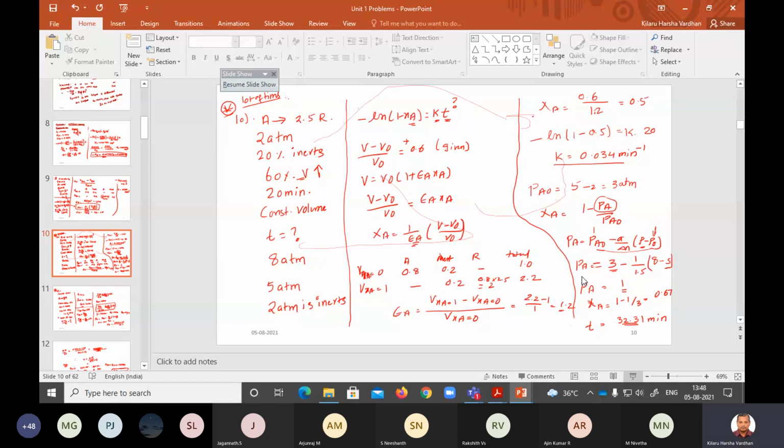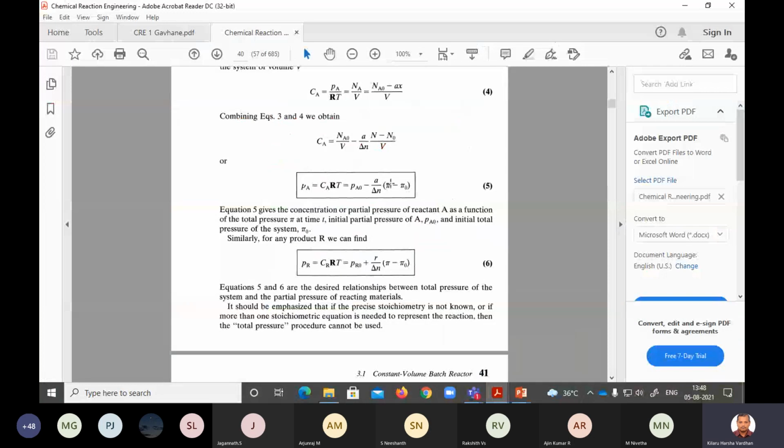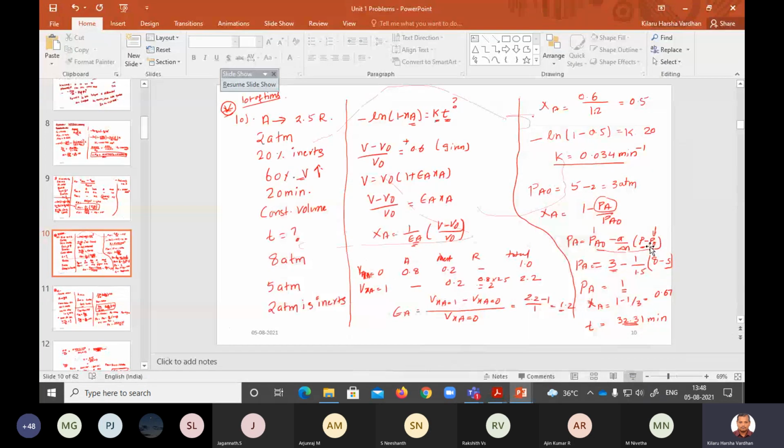Now, PA naught is 3. A is 1, divided by delta N, which is 2.5 minus 1, that is 1.5, times P minus P naught. What pressure is that? Total pressure. That is what I showed you here: P minus P naught. P is the total pressure, and P naught is the total pressure initially. So P is 5 and P naught is 5. That is, the initial total pressure is 5, out of which PA naught is 3.